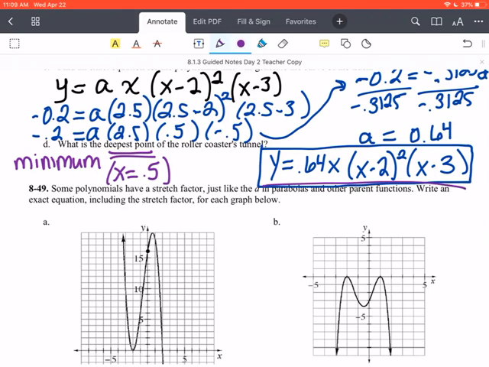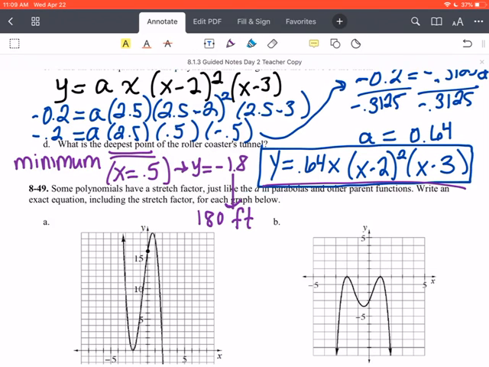And we get negative 1.8. So when x is 0.5, y equals negative 1.8, but what does that correspond to? Remember, every 1 unit really represents hundreds of feet. So this represents 180 feet, the deepest point of the roller coaster. So we have 180 feet is the deepest point because you would multiply 1.8 times 100 and the negative means it's below ground. Okay, so a nice kind of story problem to get us warmed up.